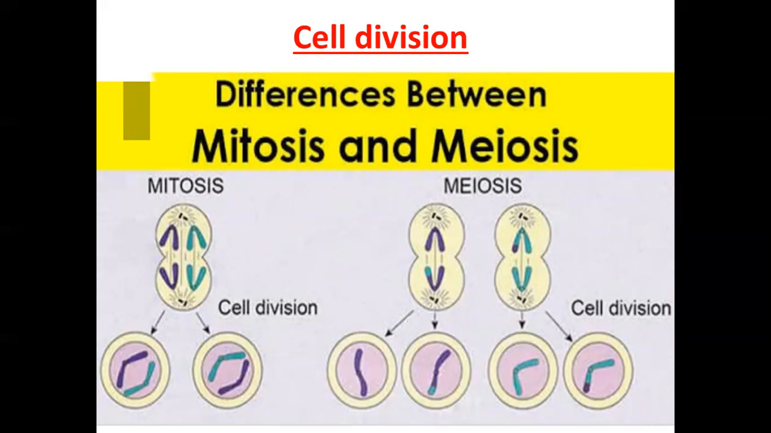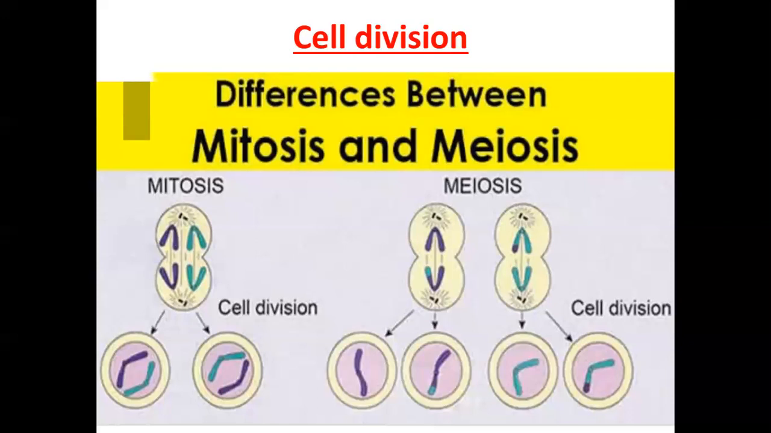There are two main types of cell division. The first one you can see in the diagram is mitosis, and the second is meiosis. The process of cell division by which most of the cells divide for growth is called mitosis. That means when your body grows, this particular cell division will take place. That is mitosis. An equal number of daughter cells will form.